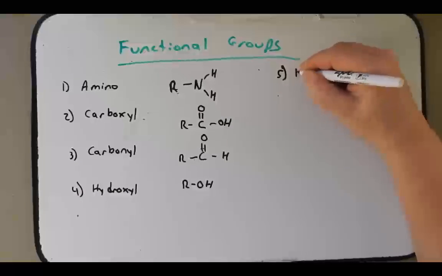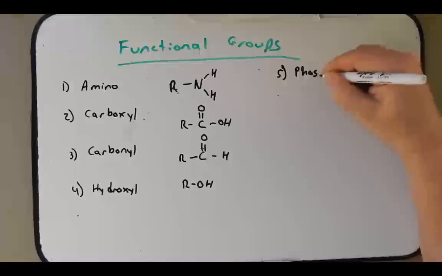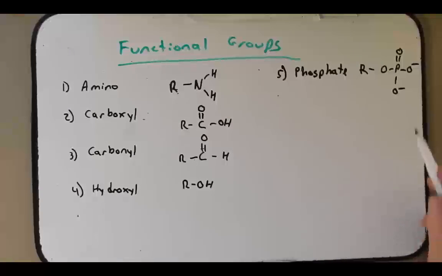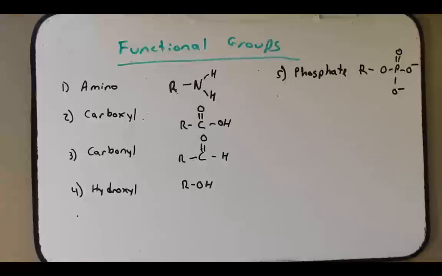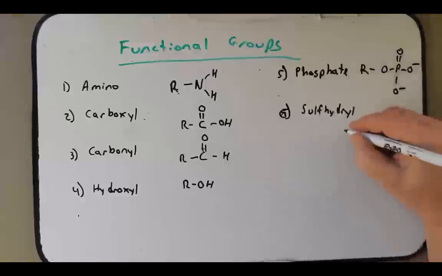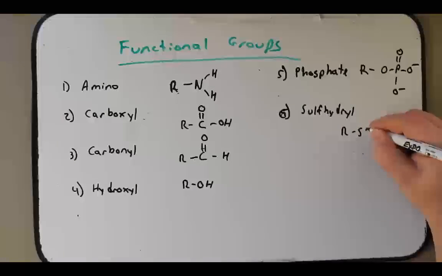The next one is called phosphate, and off of the carbon, the phosphate group will appear as so, with 4 oxygens and 2 of them with negative charges on it as so. The sixth one, sulfhydryl, and this one just has an SH.